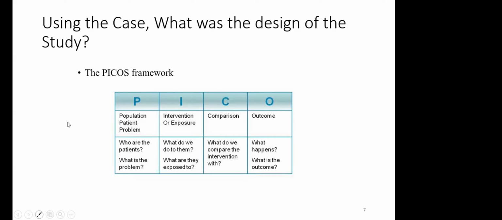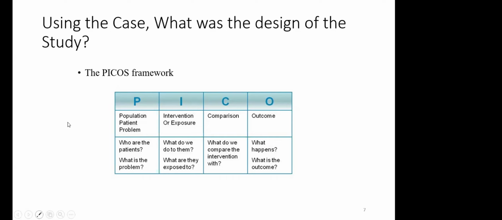Okay, sorry for that. So the exposure in this case was 24-hour intravenous infusion of tirofiban. Good. Which was the comparison group? Or what are we comparing the intervention with? Yeah, so a placebo. Good.